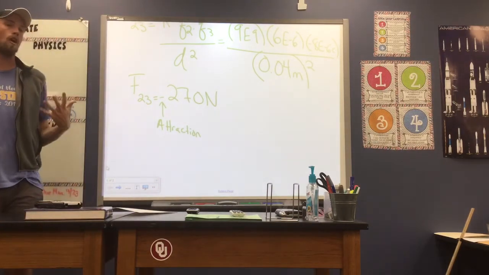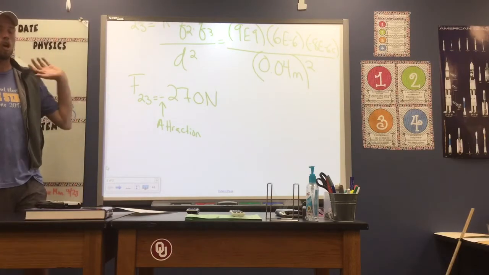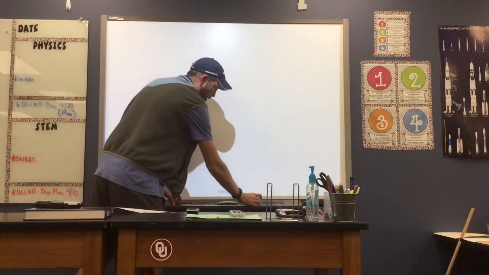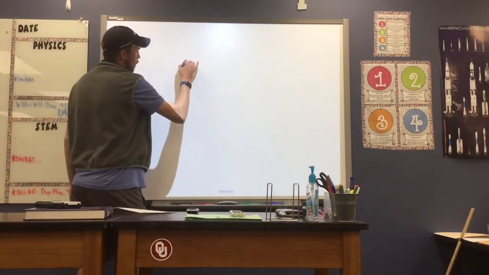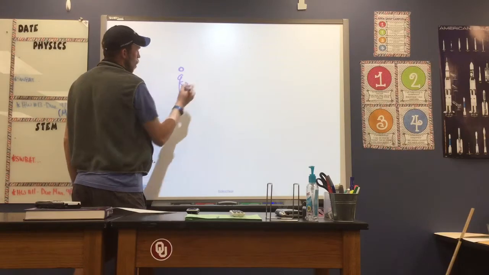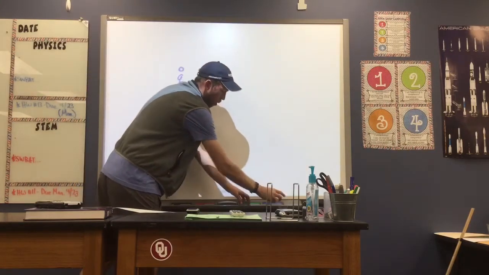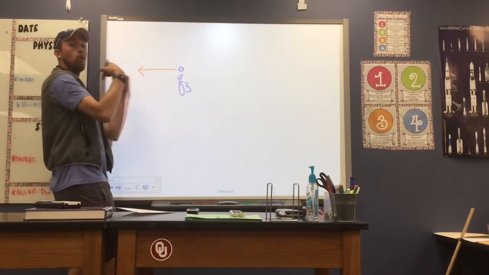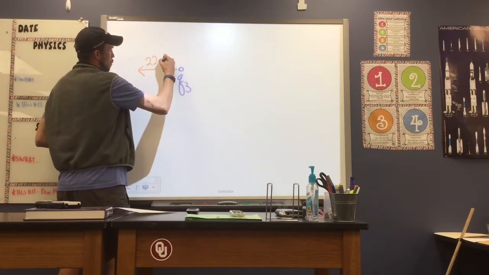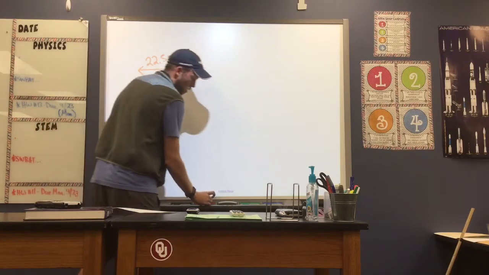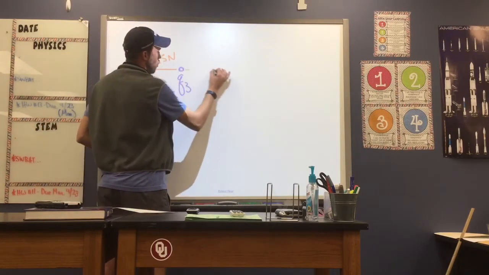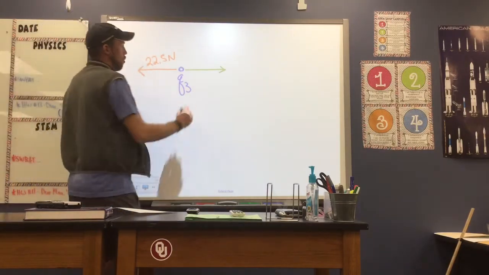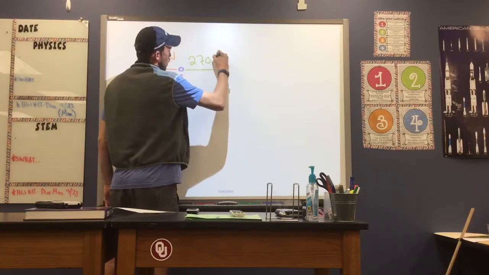Okay, so now we've solved for both forces, but the question's asking us for the magnitude of the overall net force, if you will. So to put all these pieces together, let's think lastly about Q3. We solved for the force from Q1 onto Q3, and it was a force of attraction. So that force is going to want to point towards Q1. And this was 22.5 newtons. And we just solved for the force from Q2 on Q3. Also a force of attraction, so it's going to point towards Q2. And this was 270 newtons.